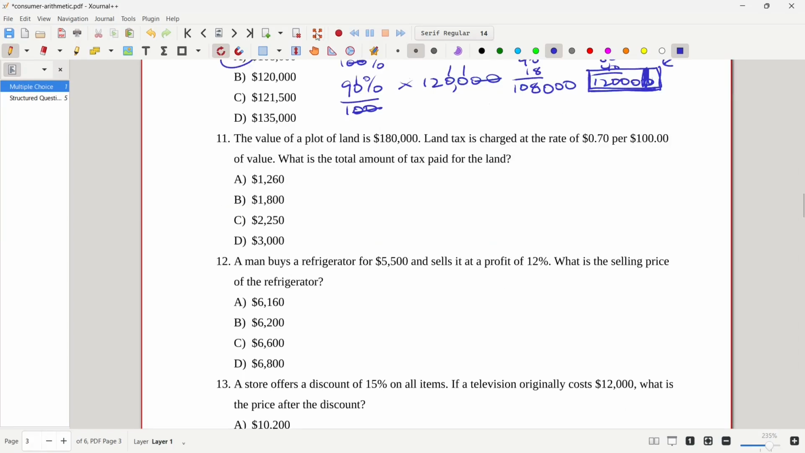Let's do number 11. The value of a plot of land is 180,000. The land tax is charged at the rate of 70 cents per every $100 value. What is the total amount of tax paid for the land? Okay, how many $100 do we have in 180,000? That means 180,000 divided by 100, and we get 1,800. Then I'm going to take that 1,800 and multiply it by the 7.